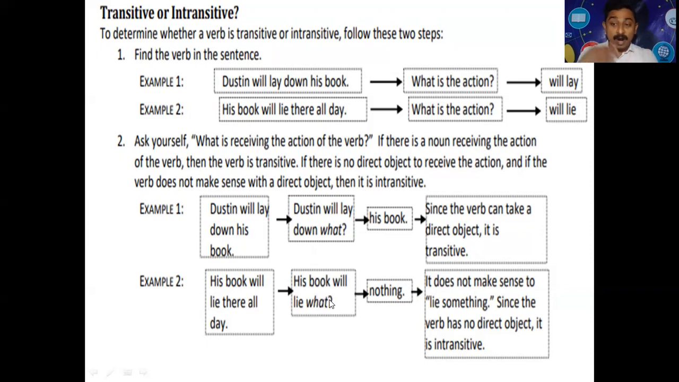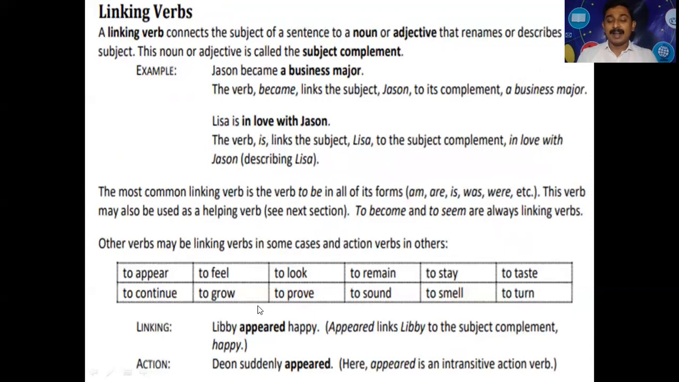His book will lie what? There is no direct object here. Nothing. So this is known as an intransitive verb. In simple terms, a transitive verb is a verb that promotes an action on the object, whereas in an intransitive verb, the object does not receive any action.